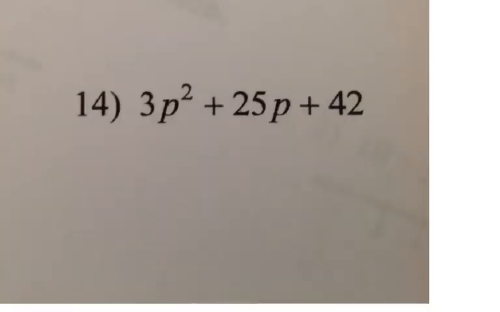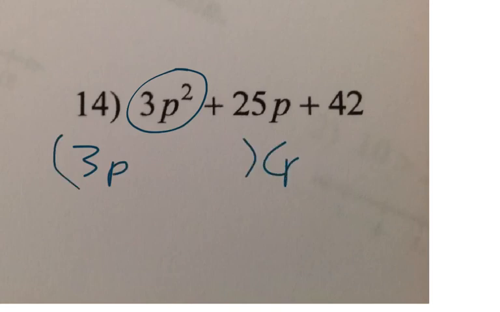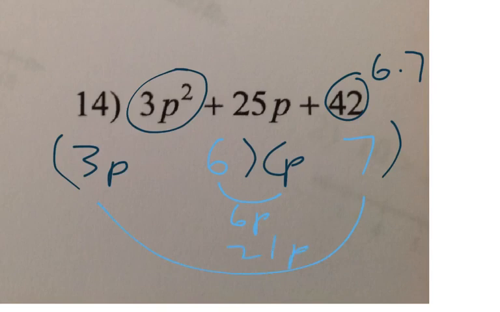Okay, let's do one more. Isn't 3p squared gotta be 3p times p? And 42 normally is 6 times 7. The question is, should I do 6 times 7? Or should I do 7 times 6? Well, let's see. If I do 6 times 7, I get 6p. Here I get 21p. Can 21 and 6 make 25? No. So let's back up here.